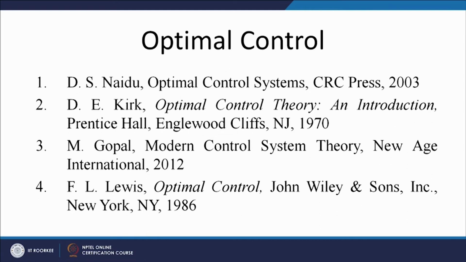The content of this course is taken from these 4 references. All 4 are books. The first one is D.S. Naidu, Optimal Control System, published by CRC Press. Our second reference is D. Kirk, Optimal Control Theory: An Introduction, which is published by Prentice Hall. Third reference is M. Gopal, Modern Control System Theory, which is published by New Age International, and the last book is F.L. Lewis, Optimal Control. So, references 1 to 4 normally contain all the content of optimal control theory.